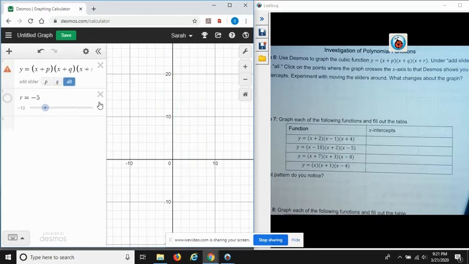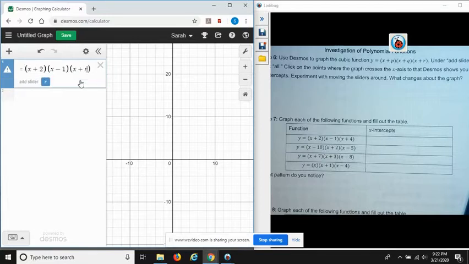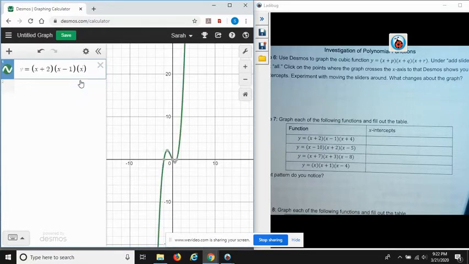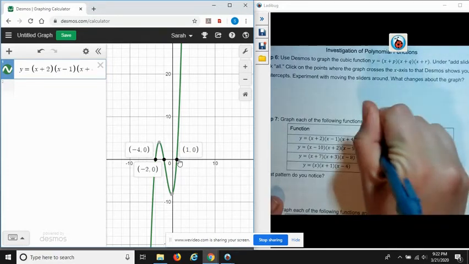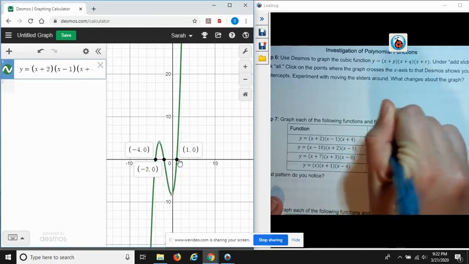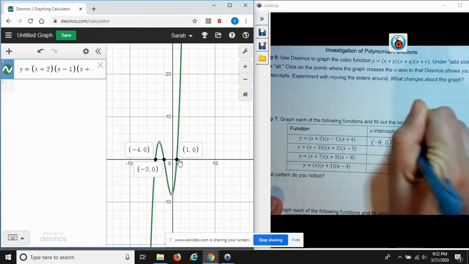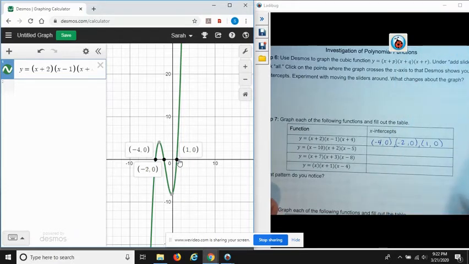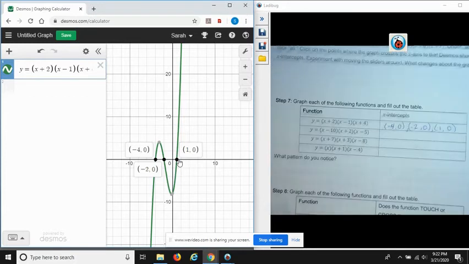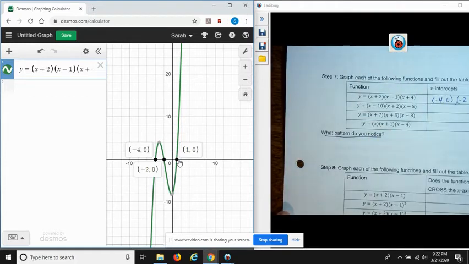What it's doing in this table is it's actually assigning numbers to these p-values. So 2, -1, and +4 are the first one. And it wants you to write the intercepts. So I'm going to go down, I'm going to click on my x-intercepts. And notice I'm going to have -4, 0, -2, 0, and +1, 0. See if you can find any relationships between the given function and the intercepts. It asks you that right here. What pattern do you notice? Okay.